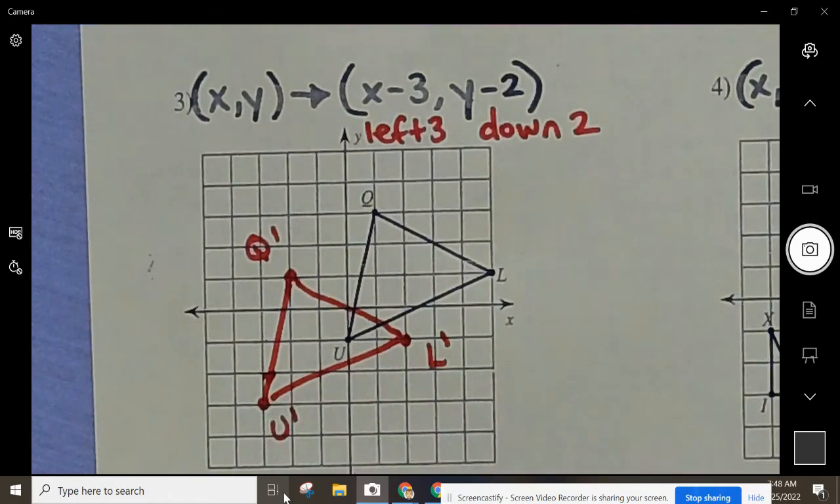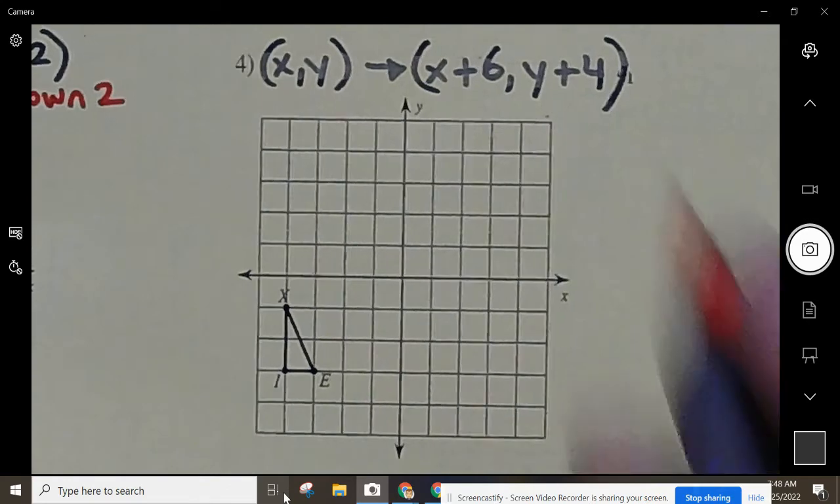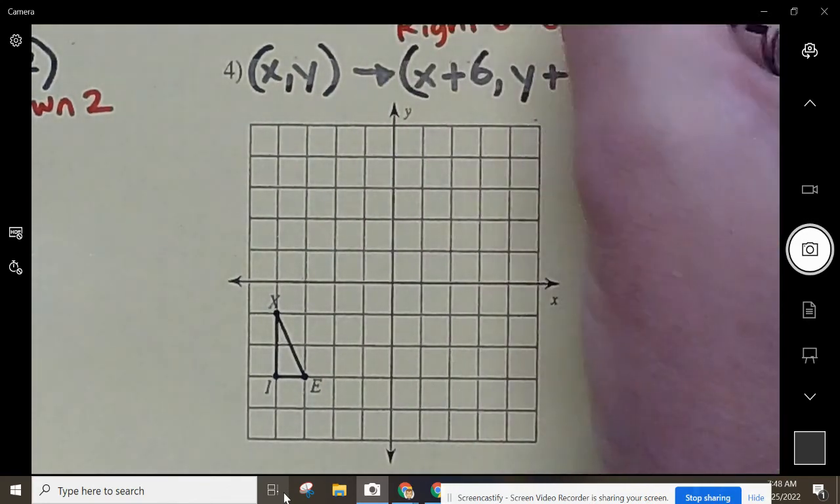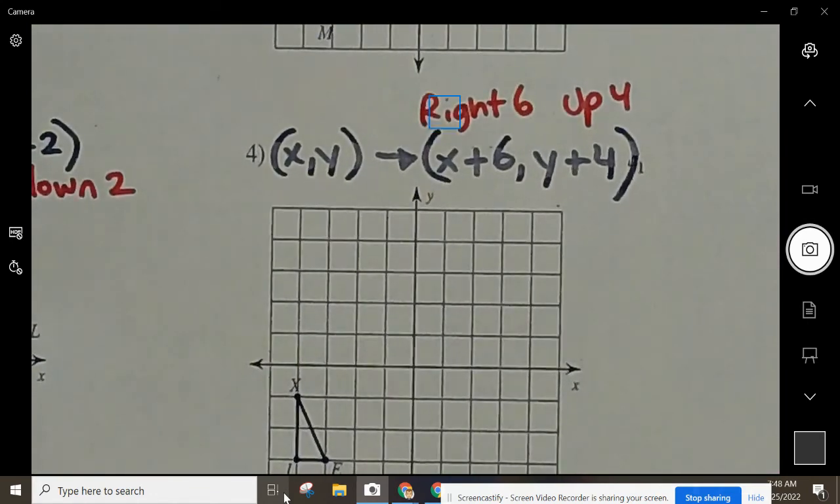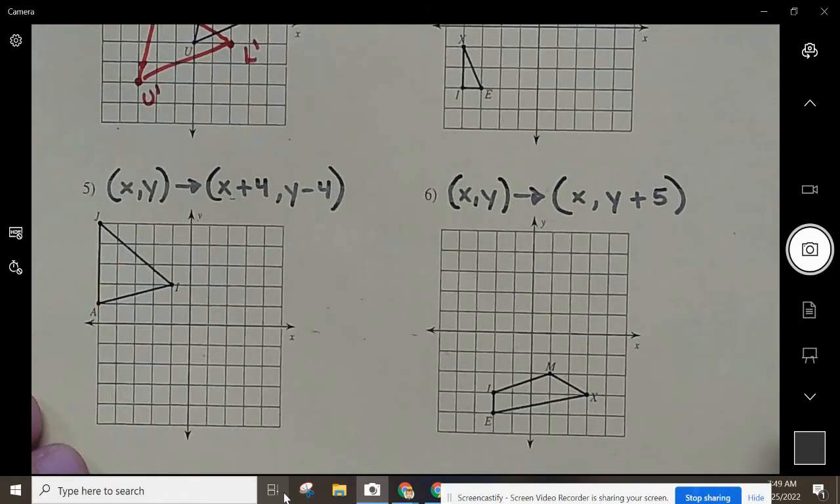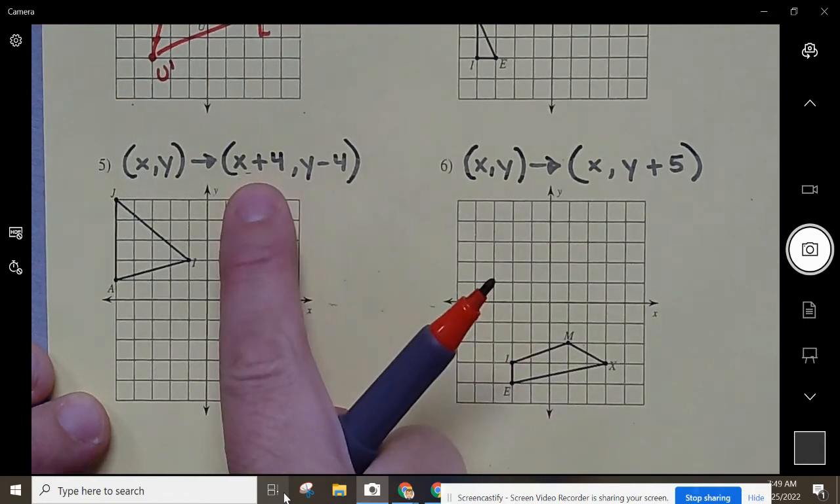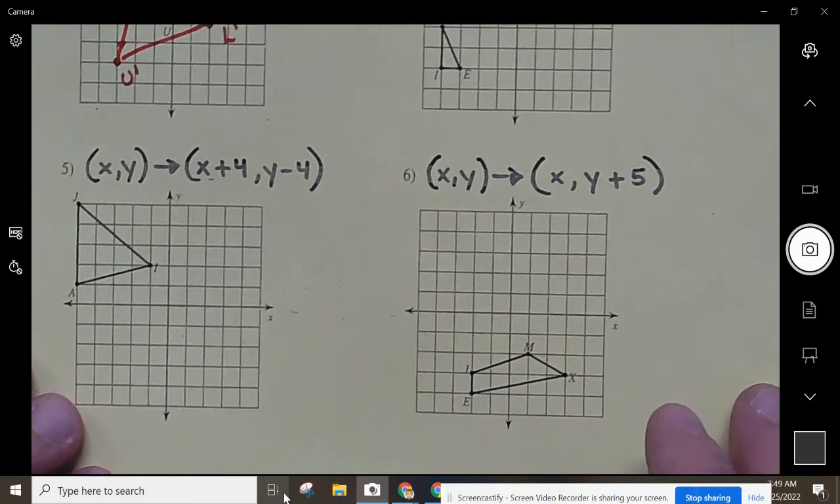Okay. Let's keep it going. Number 4. You guys do this one on your own? All right. Hopefully you saw it's going to be right 6, up 4. You guys try the last two on your own. Remember the rules, okay? Right or left, up or down. Actually, let me try number 6 with you. You do 4 and 5.